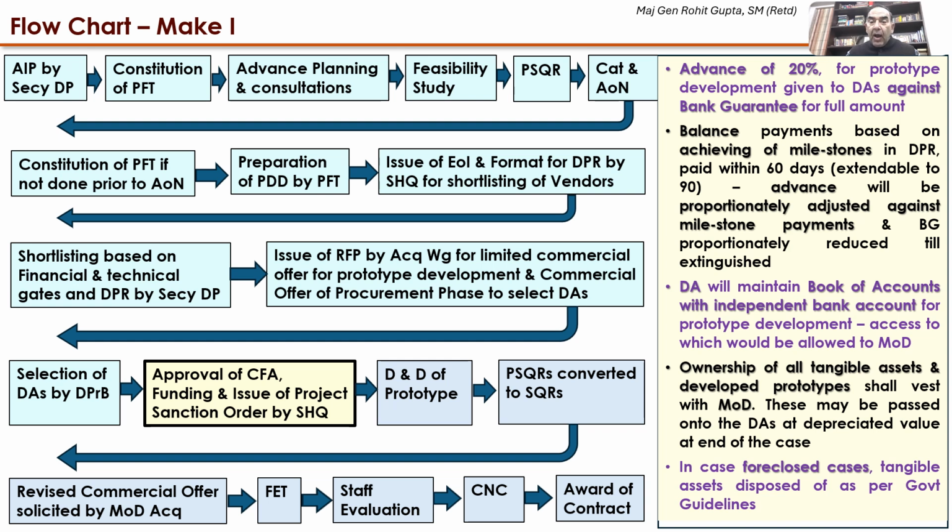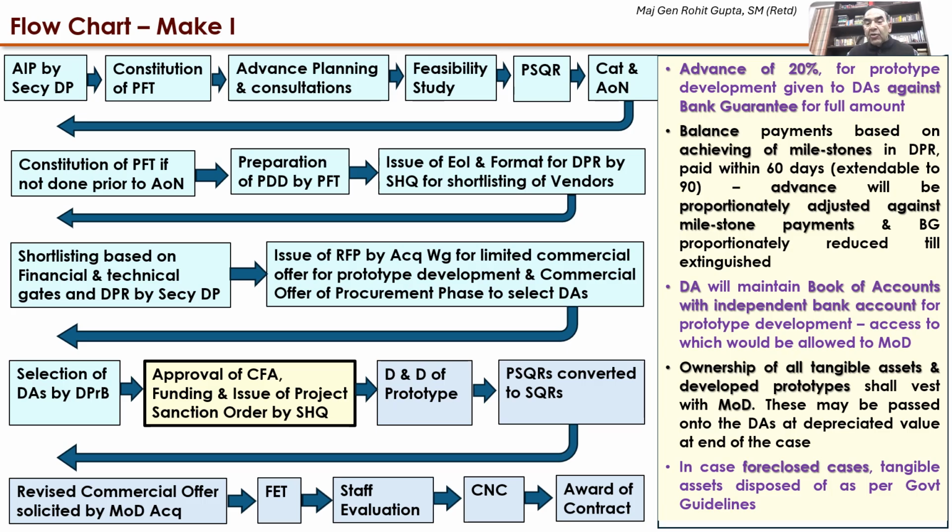Now, after 20%, the balance payments are based on the milestones that have been declared in the detailed project report. And within 60 days of achieving the milestones, which is extendable to 90 days, they are paid for. The advance will be gradually adjusted against the milestone payments, and the bank guarantee that was given by the developer shall proportionately be reduced till it is fully extinguished.